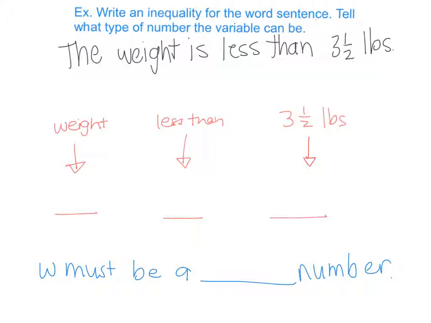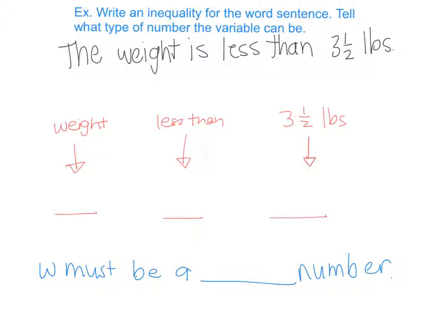Word sentences is an actual sentence. Tell what type of numbers the variable can be. Now this is that tricky part. I'm going to show you what that means here. The weight is less than 3.5 pounds. That's your word sentence. The weight is less than 3.5 pounds.